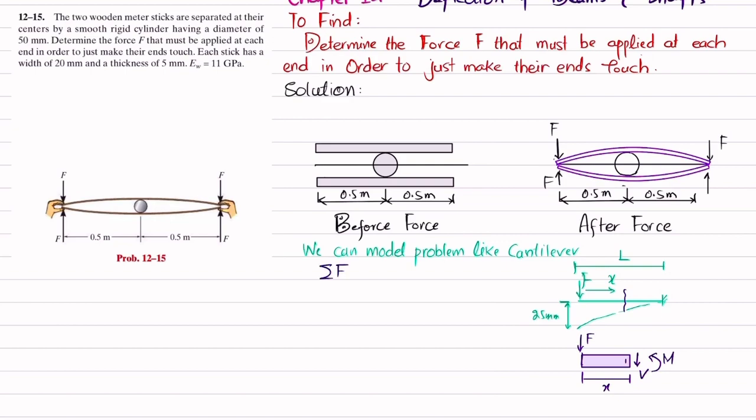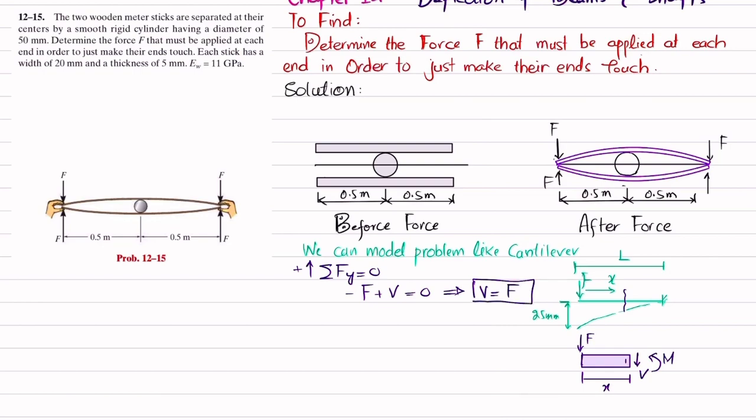The sum of all forces along the y direction must be equal to 0, and upward force is taken as positive. You can see F is downward, so minus F plus V is equal to 0. From here we will get the shear force V equal to F.